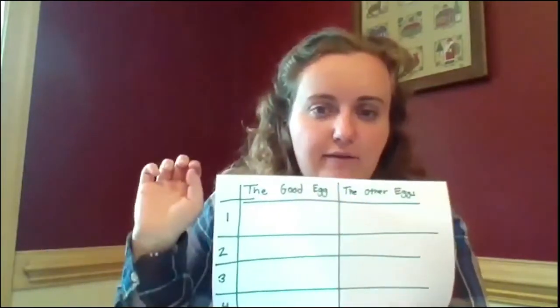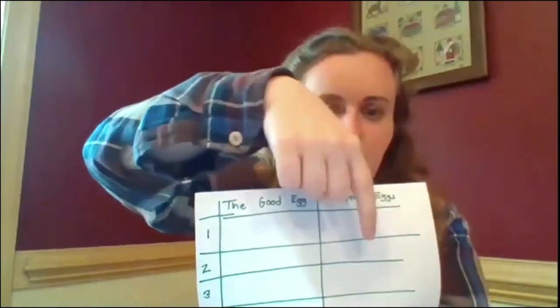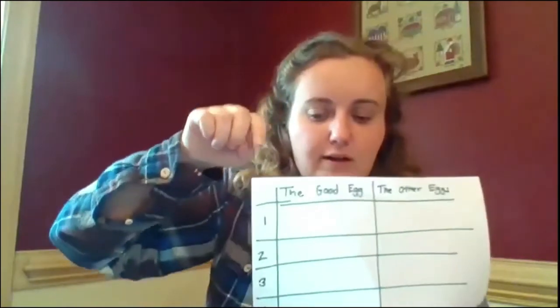All right, so I'm going to pause here for a second, and you are going to need your chart, all right? In this first row by number 1, I want you to write down one character trait of the good egg, and I want you to write down one character trait or describing word of the other eggs. So pause your video and get your traits written down.